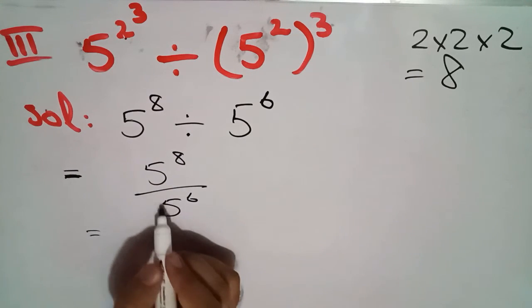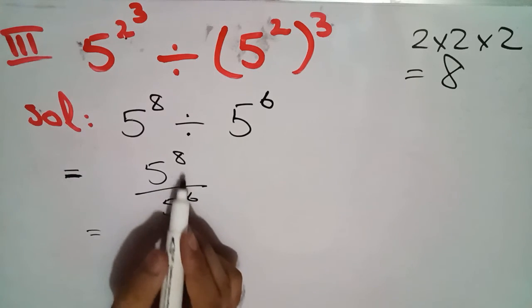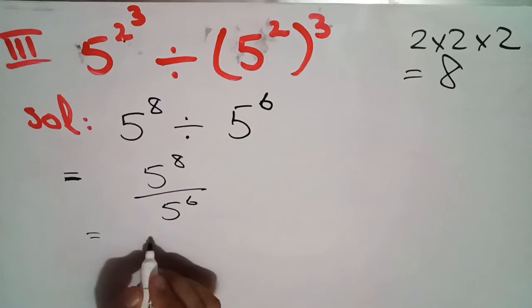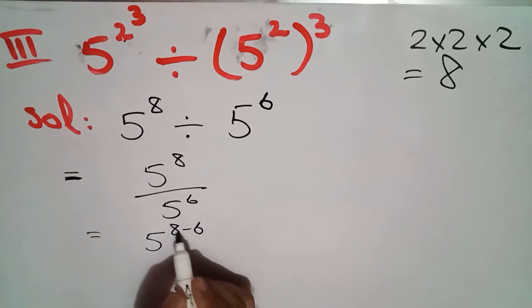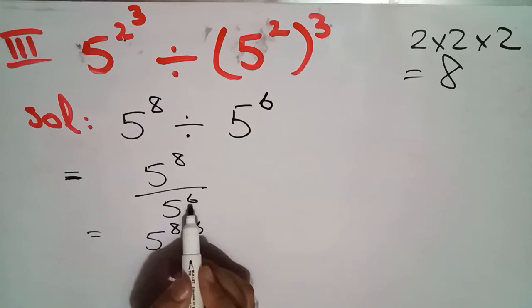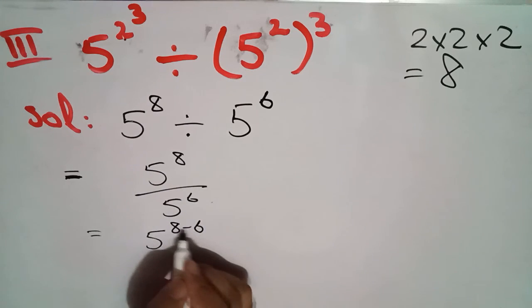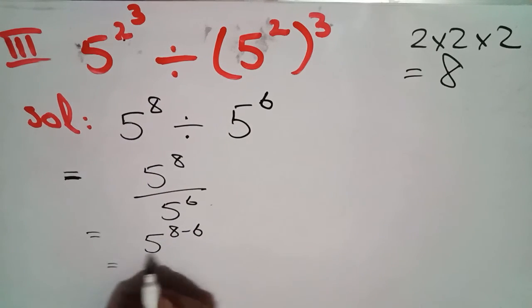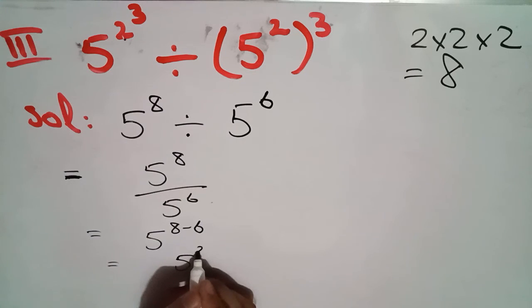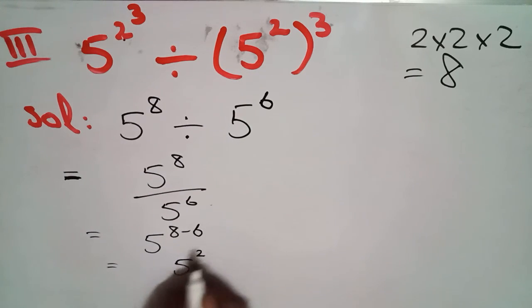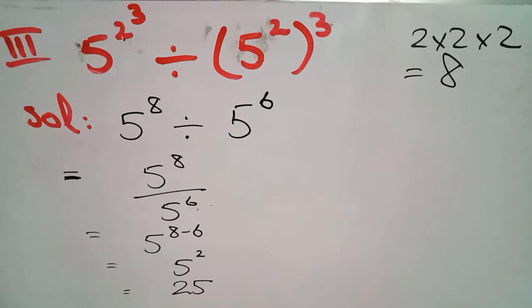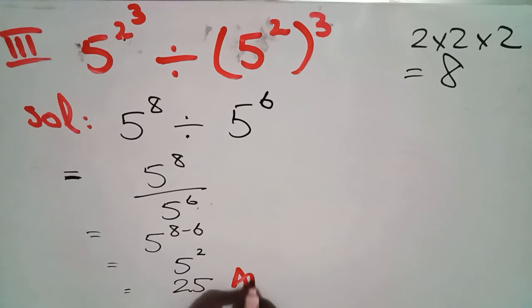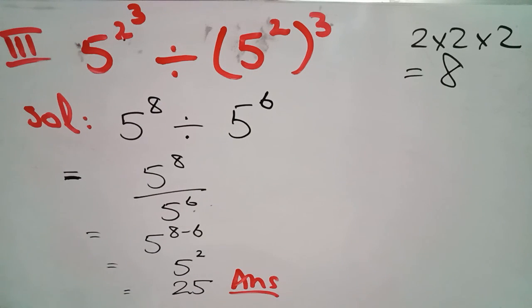Both these have the same base, so their powers will be subtracted, 8 minus 6. Because their bases are the same, their powers get subtracted. So after subtracting, how much will remain? 5 raised to power 2, which is equal to 25, and it is the answer of this question. Okay, it is a very simple question.